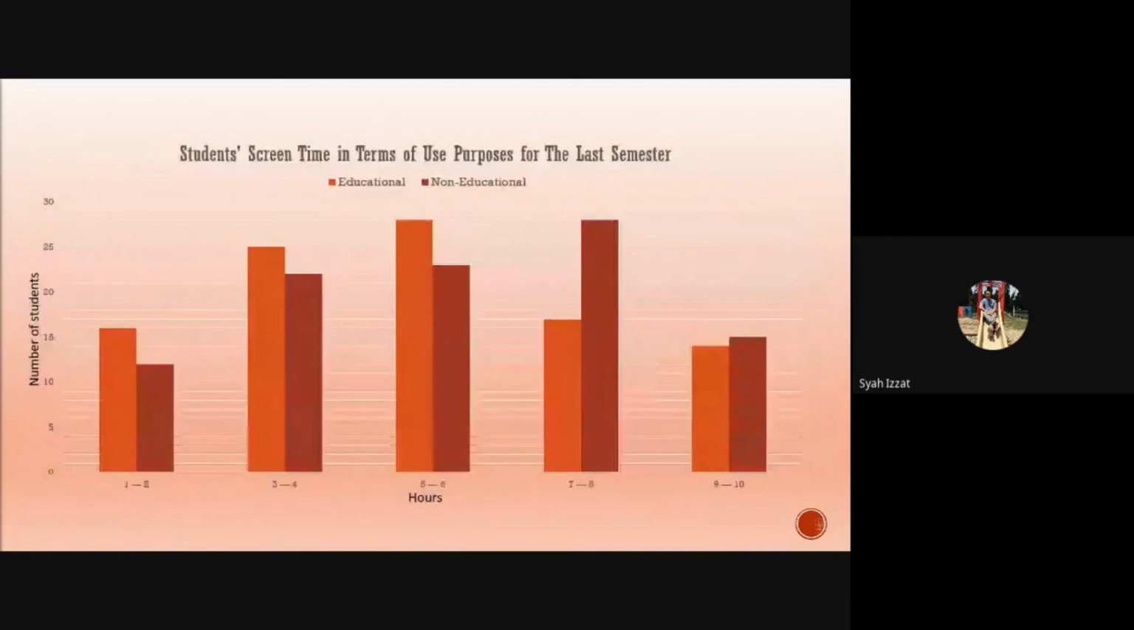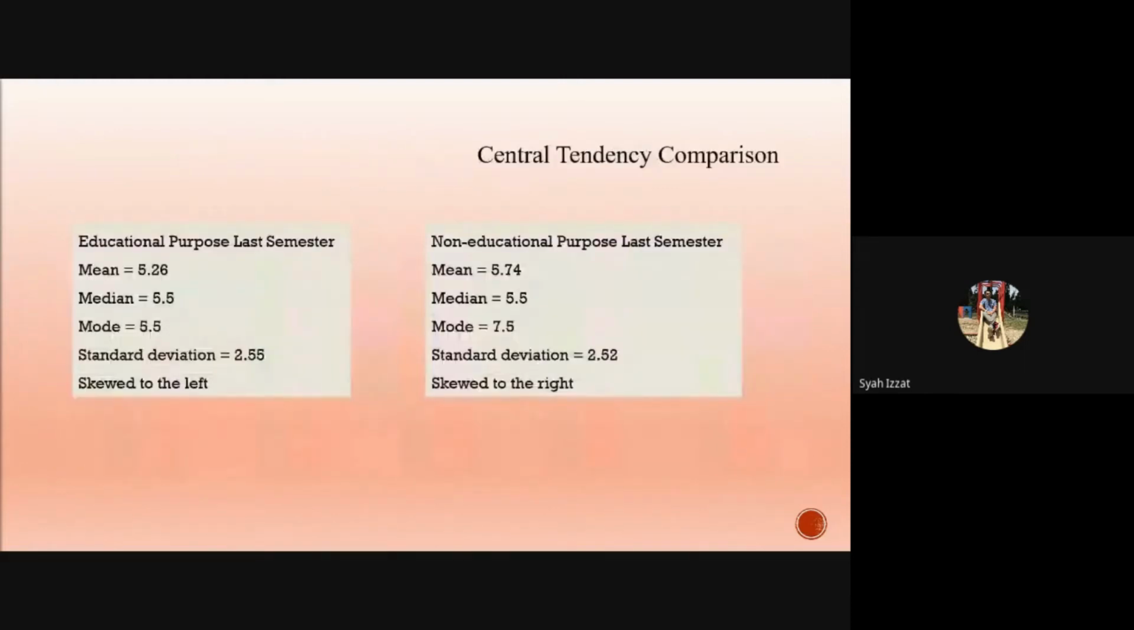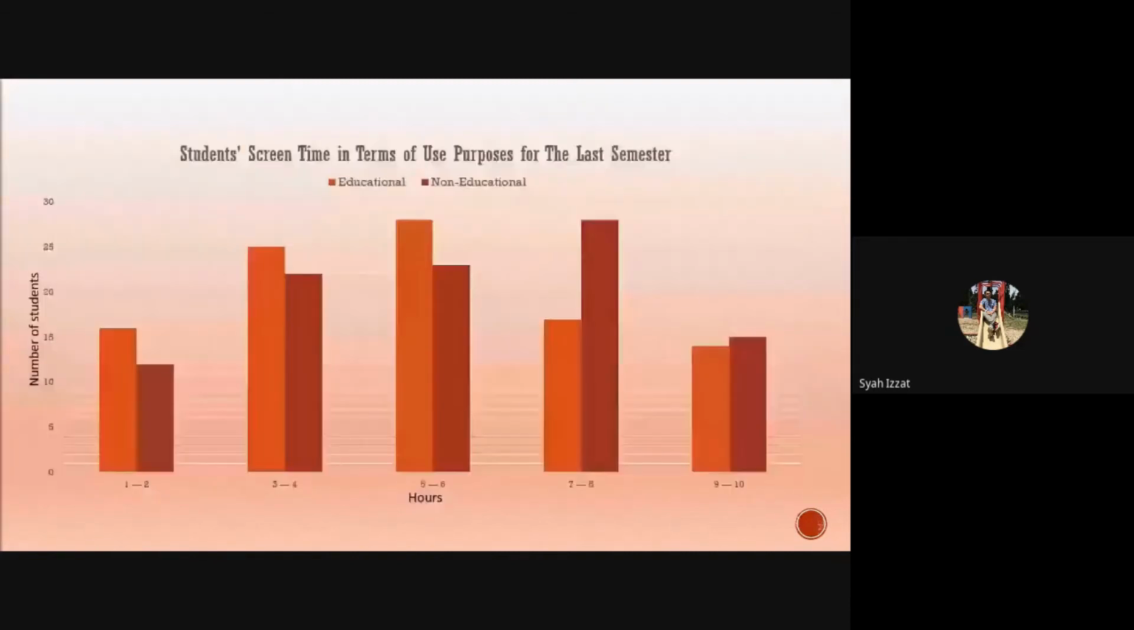So this is the histogram for the student screen time for educational and non-educational purposes for the last semester. And this is the central tendency comparison. For educational purpose for last semester, the mean is 5.26, the median is 5.5, the mode is 5.5, and the standard deviation is 2.55, and the graph is skewed to the left. As you can see, the graph is skewed to the left because most of the students use their smartphone less, for 1 to 2 hours.